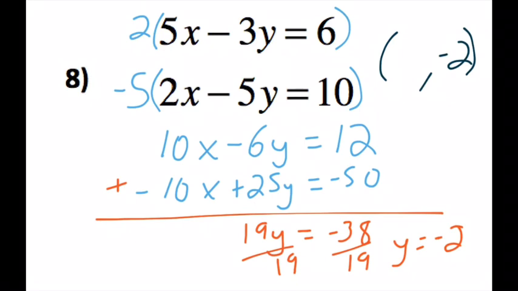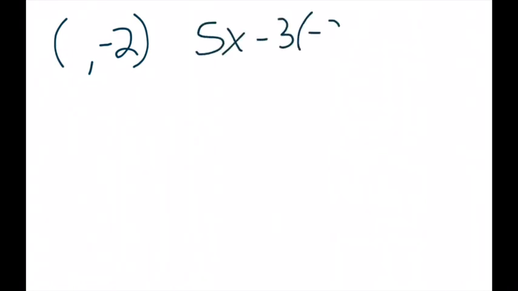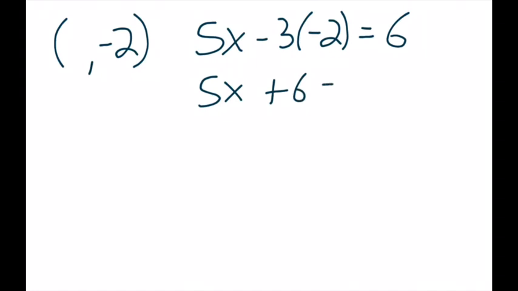Then I have to take negative 2 and plug it back in. So I'm going to go ahead and go to the next page. So I remember that my y value is negative 2. So I'm going to go ahead and plug it back into the top. So I have 5x minus 3 times y, which is negative 2, equals 6. So 5x plus 6 equals 6.